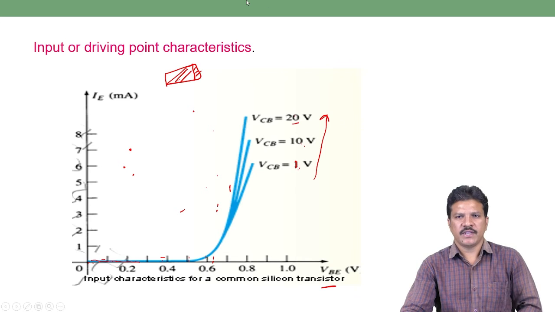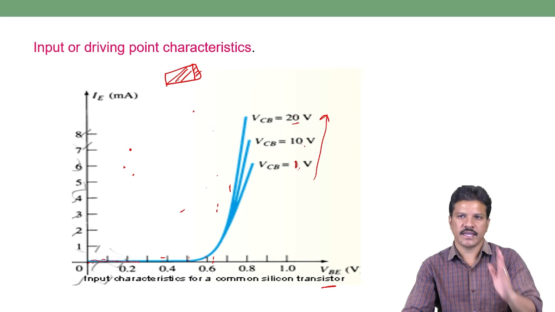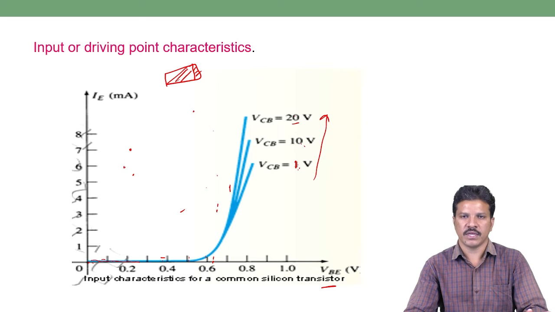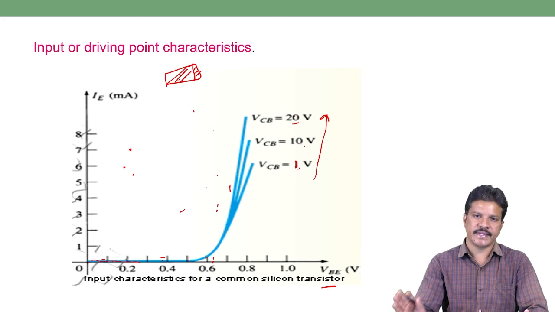So these are the two reasons why the curve moves to the left side and why the current increases when comparing 1 volt, 10 volts and then 20 volts. As we increase the voltage VCB, the emitter current increases.